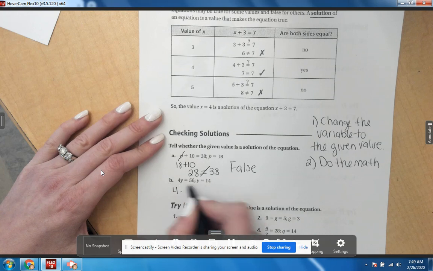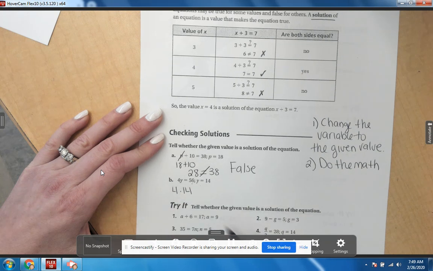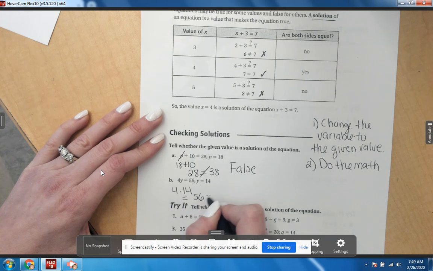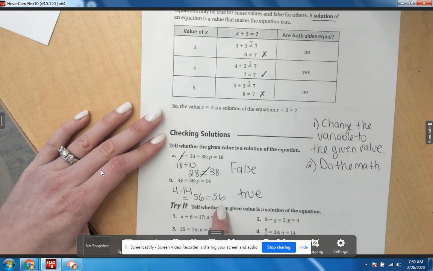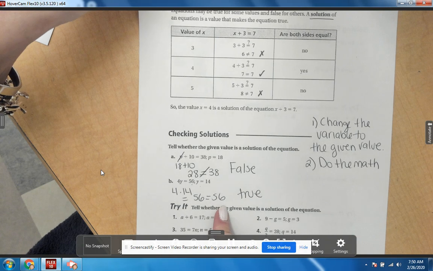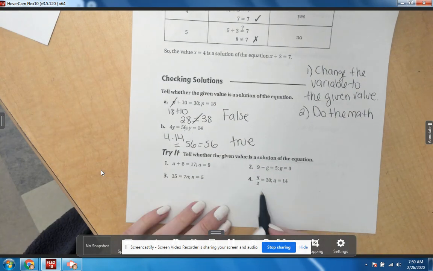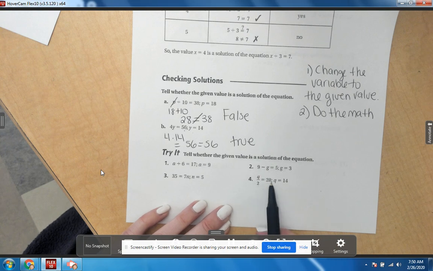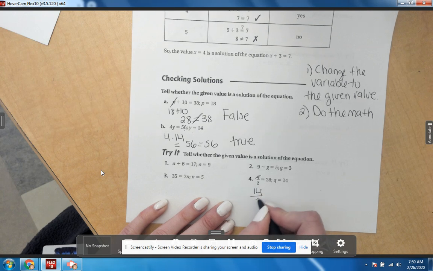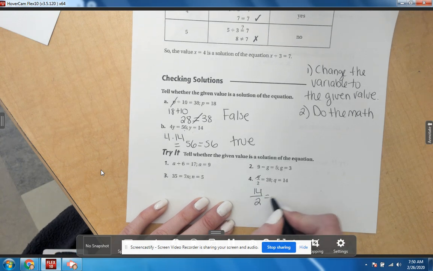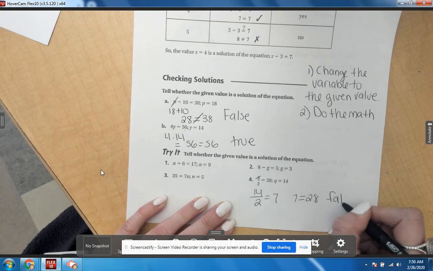So for the next one, a number next to a letter means times. So they're saying 4 times y equals 56. Is y 14? So I'm going to do 4 times 14, which is 56. So you end up getting that one is true because the left side of the equation equals the right side of the equation. Okay, so let's try one more, and then I'm going to give you 3 to try. I'm going to do number 4 with you. This means division. So it's saying q divided by 2 is 28. Is q 14? So if I change the q to a 14, this is division. 14 divided by 2 is 7. So obviously 7 does not equal 28. So this one would be false.